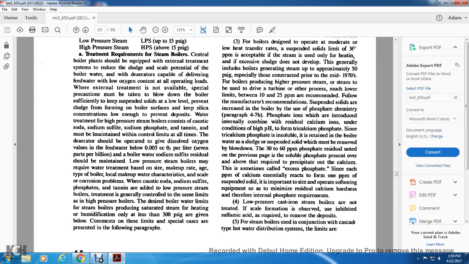The deaerator should be operated to give dissolved oxygen values in the feed water of 0.005 cc per liter, or 7 parts per billion. Boiler water sodium sulfite residuals should be maintained.